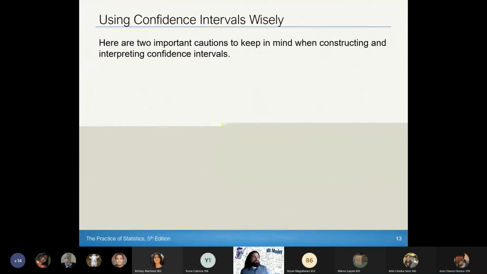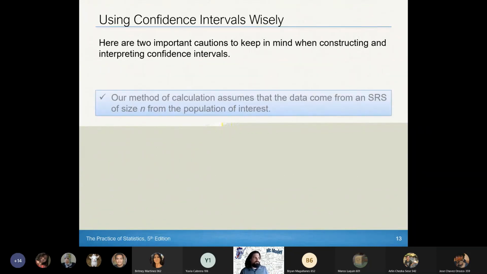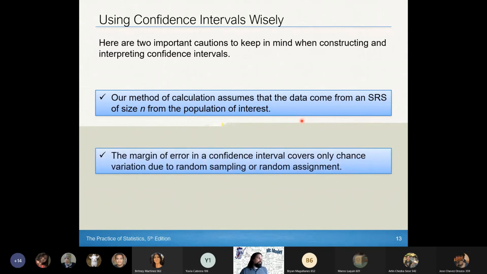There are two important cautions to keep in mind when constructing and interpreting confidence intervals. Our method of calculation assumes that the data came from an SRS of size n from the population of interest. It assumes that we sampled well. The margin of error in a confidence interval covers only chance variation due to random sampling or random assignment, meaning errors that happen purely by chance, not because of undercoverage, response bias, or non-response. Those could create larger errors that this method is not accounting for. So it assumes that we sampled well, and that our errors are only due to chance.